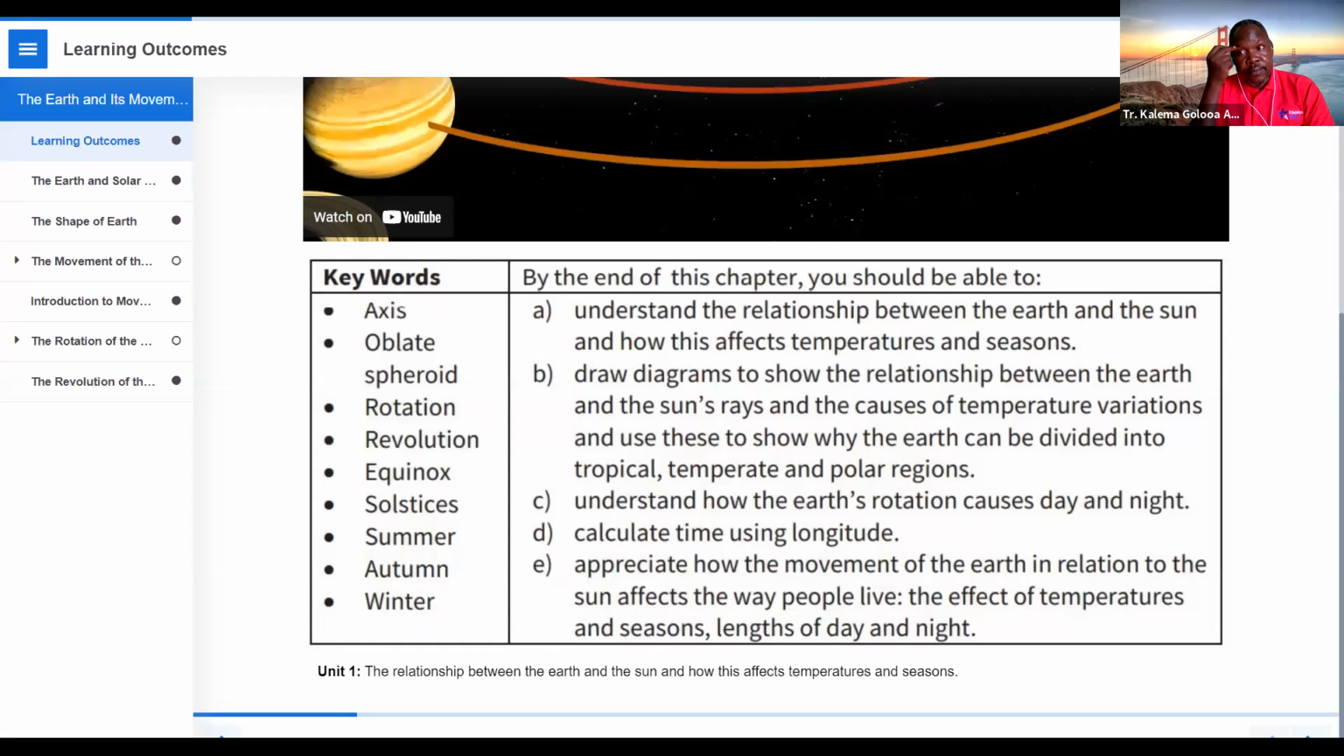Teacher, I wanted to ask the difference between the Earth's rotation and the Earth's revolution. What is the difference between the Earth's rotation and the Earth's revolution?